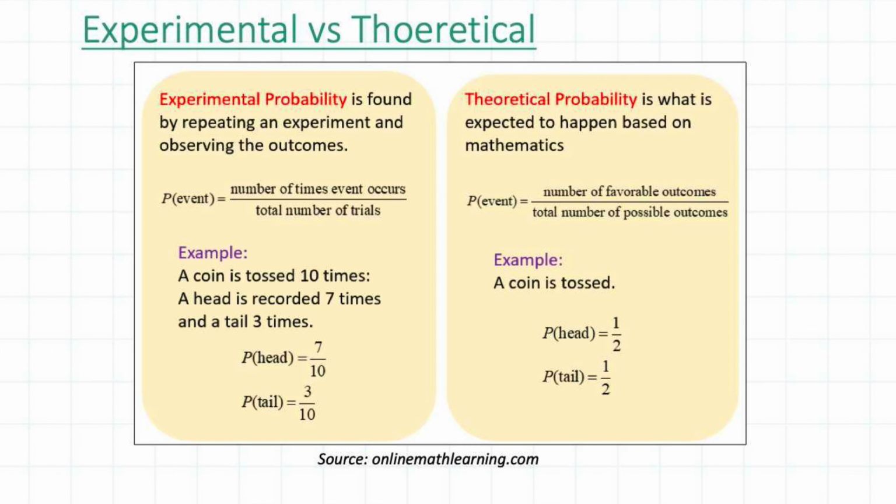So again, on experimental and theoretical, we talked about this just now. So the probability of, for example, as mentioned here, tossing a coin. You might experiment and see what you get, but theoretically, it's always a 50-50 chance. For the experimental probability, it is the number of times the event occurs over the number of trials. For the theoretical probability of an event, it is the number of favorable outcomes over the number of possible outcomes.